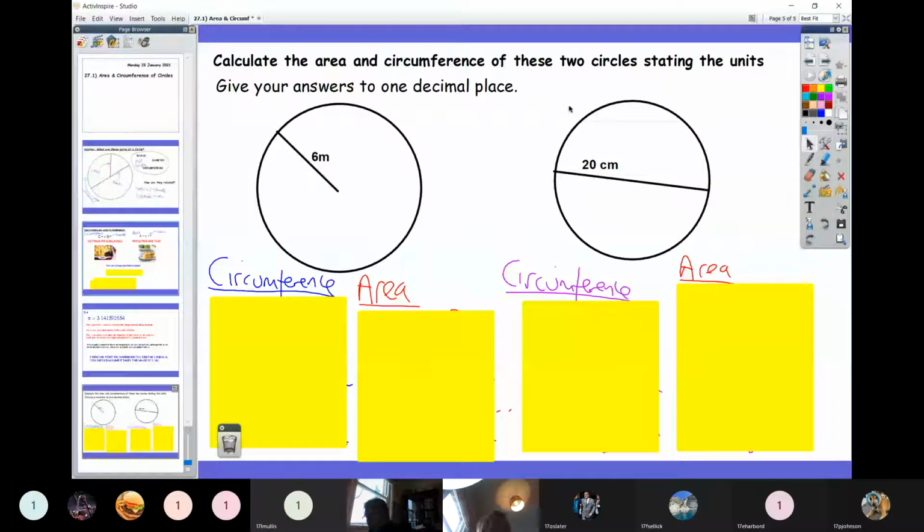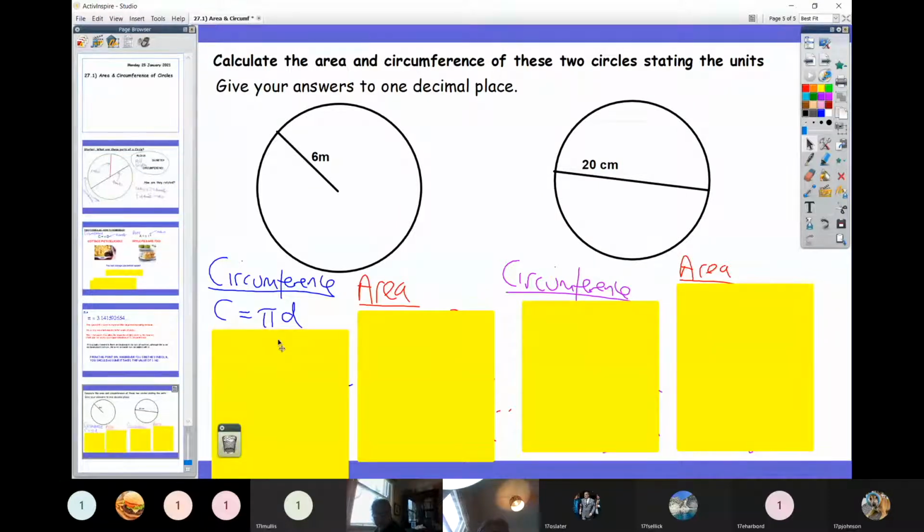So I'm just going to really quickly model the two basic things. Calculate the area and circumference of these two circles, stating your units, give your answers to 1 decimal place. With the one on the left, we've been given the radius, the length to the center. So always start off by writing down the formula. For circumference, that's C equals pi times the diameter. Then substitute in. Because the radius is 6, and the diameter is twice as long as the radius, the diameter is going to be 12.